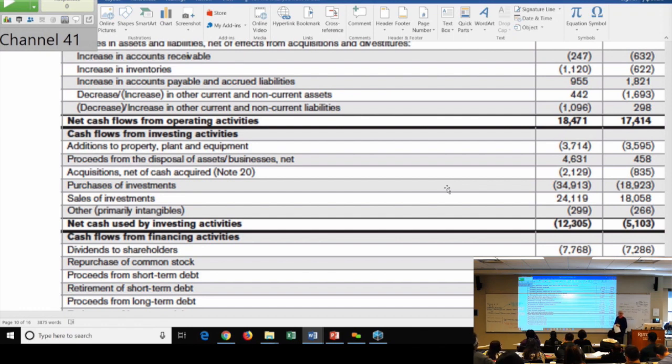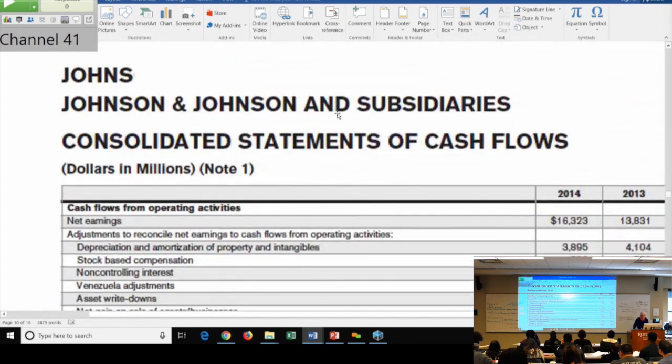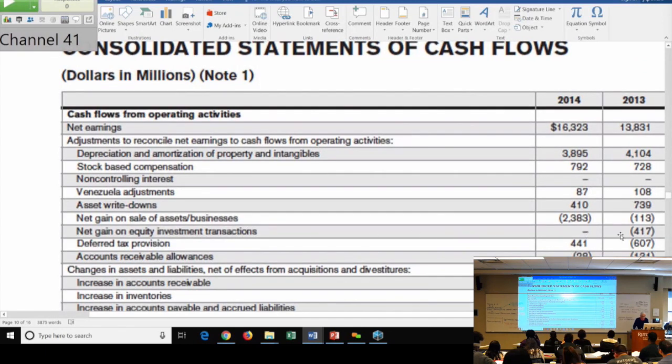Because I saw it was blank. I thought you meant the investments here. Yeah. This one, that gain on sale of assets is $23.83, and for investments, it's blank. There's no gain or loss that year. All right, so any other questions?